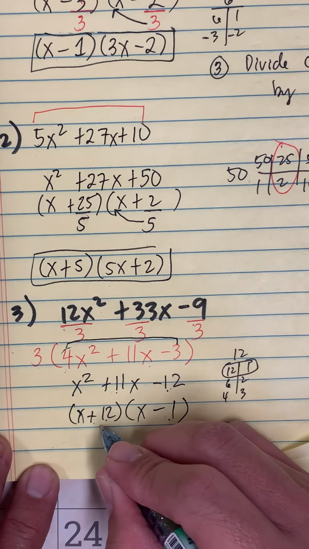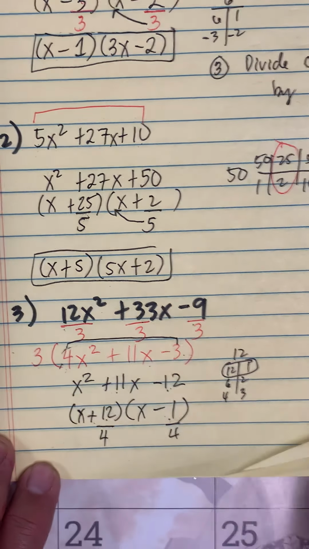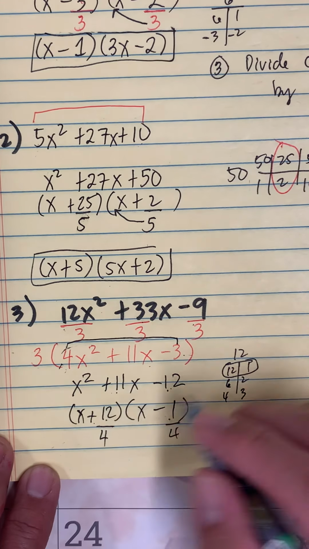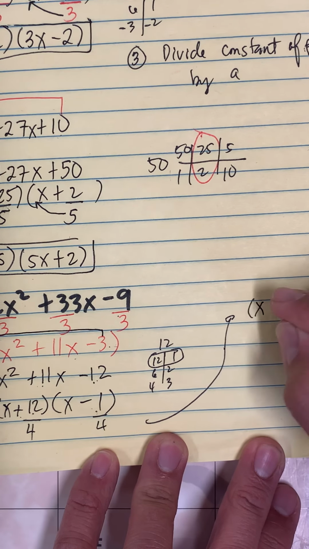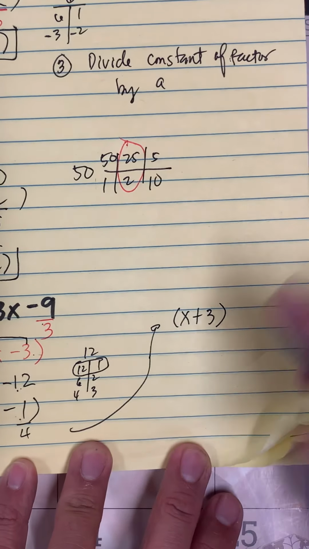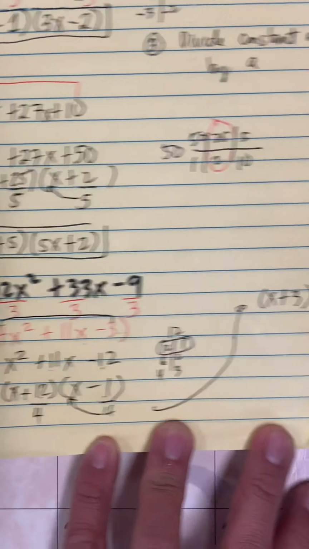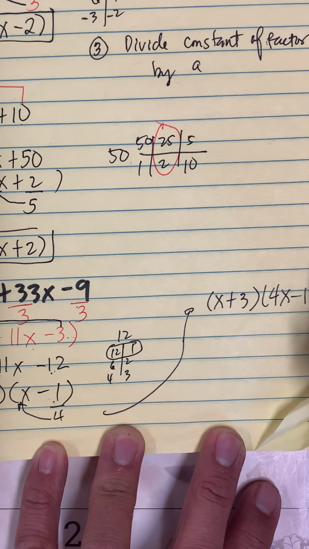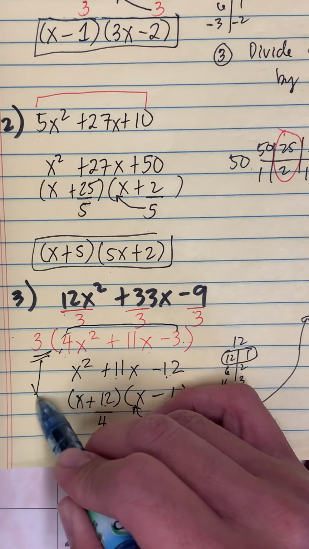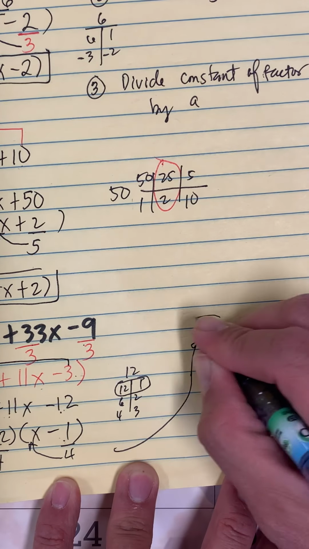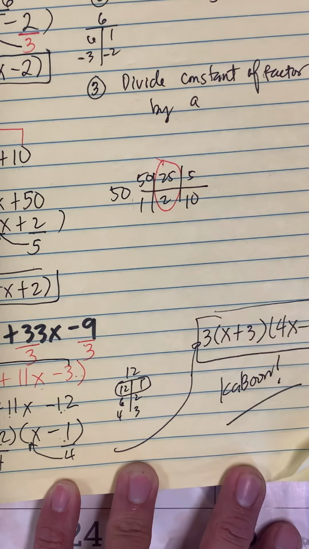But remember, we have to divide this by 4 because we multiplied 4 by negative 3 there. Can you divide 12 and 4? Yes, you can. This will give you x plus 3. And then for x minus 1 over 4, you cannot simplify it, so we'll bring the 4 up there. So we'll put here 4x minus 1. But don't forget that we had a GCF here, which is 3. So we drop that down and put it in our answer. And that's the answer. Kaboom. Hope you learned something.